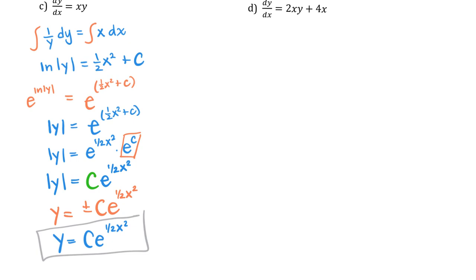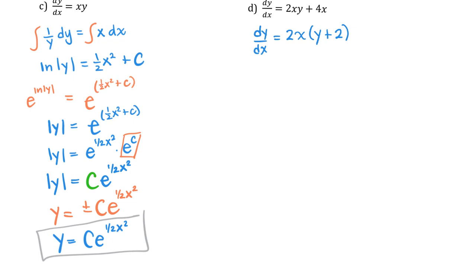Okay, one more. Let's try D. We have dy/dx equals 2xy plus 4x. I need to separate the variables because there's too many x's and y's. Can they be separated right now? If I move the 4x over, I'm still going to be stuck with this x. So I'm going to have to factor something out. I could take out the x for sure. I think I'll take out the 2x: 2x times y plus 2. 2xy plus 4x, that works.